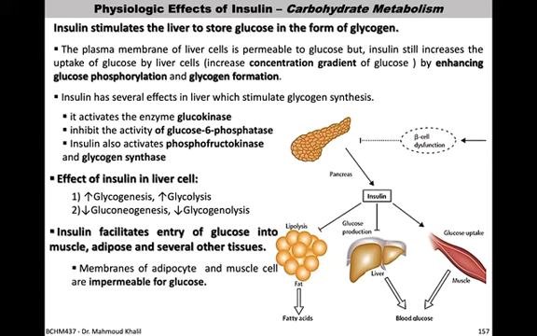And insulin as well facilitates the entry of glucose into muscle, adipose, and peripheral tissue, because as we said, the membranes of adipocytes and muscle cells are impermeable to glucose. So as we said, this slide summarizes the effect of insulin on the liver, mainly the activation of a set of enzymes that lead in the end to the storage of glucose as glycogen inside the liver.